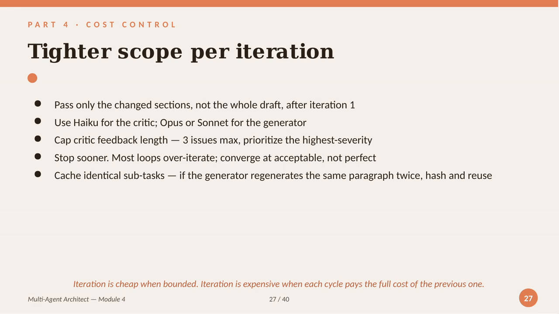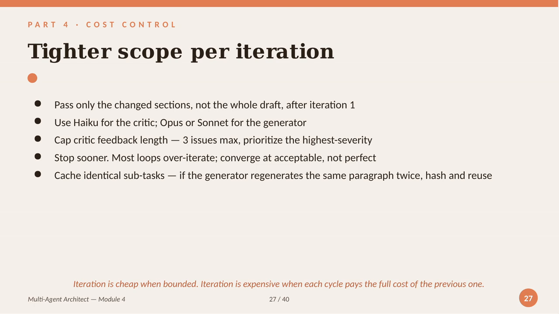Cost control inside the loop. 5 tactics that compound. 1. Pass only the changed sections after iteration 1, not the whole draft. The generator already wrote the rest. It doesn't need to rewrite what didn't change. Massive token savings. 2. Use Haiku for the critic. The critic's job, evaluate quality on a checklist, is well-scoped extraction. Haiku does that fine. Save Opus or Sonnet for the generator, where reasoning depth matters more.